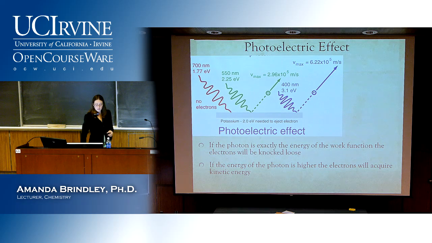So here, if we look at this example, our red light, our lowest energy of the three lights, comes in, and that's not at the threshold frequency. And so that's not going to eject any electrons. Now, if you put in green light, that's high enough energy to go ahead and eject electrons. And it's going to do so at this speed.